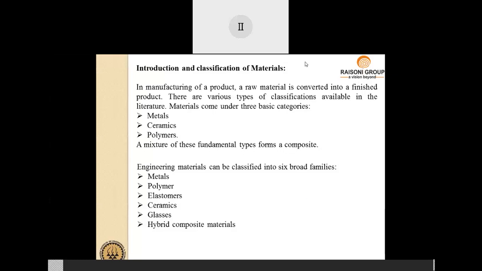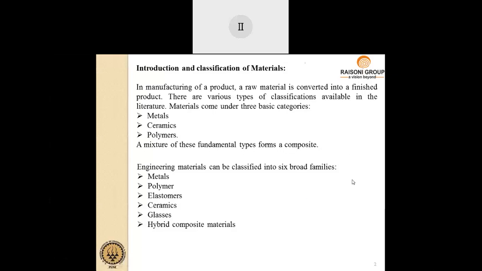Syllabus of this unit. So now let's get back to the topics which are there in unit 3. First, introduction and classification of materials.